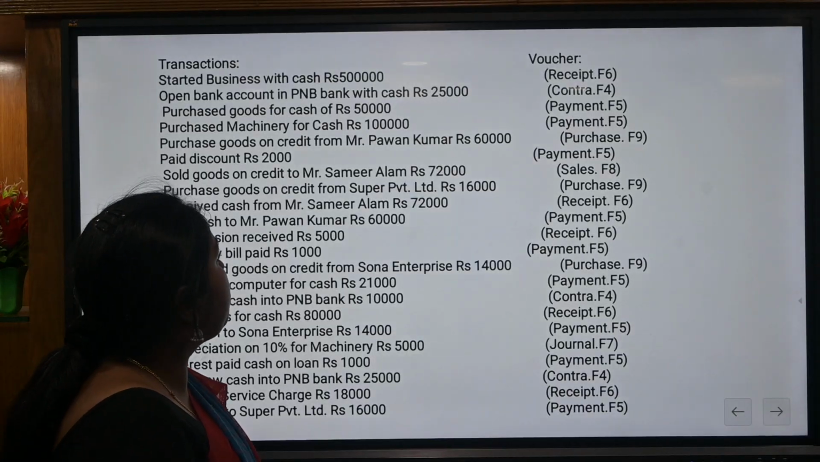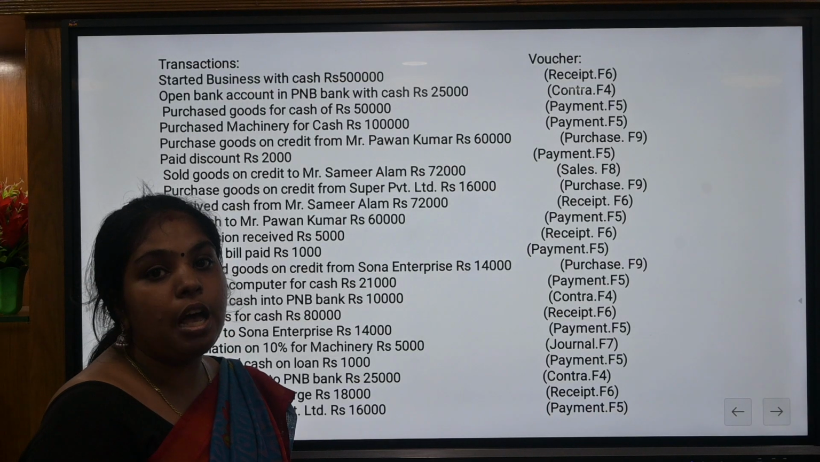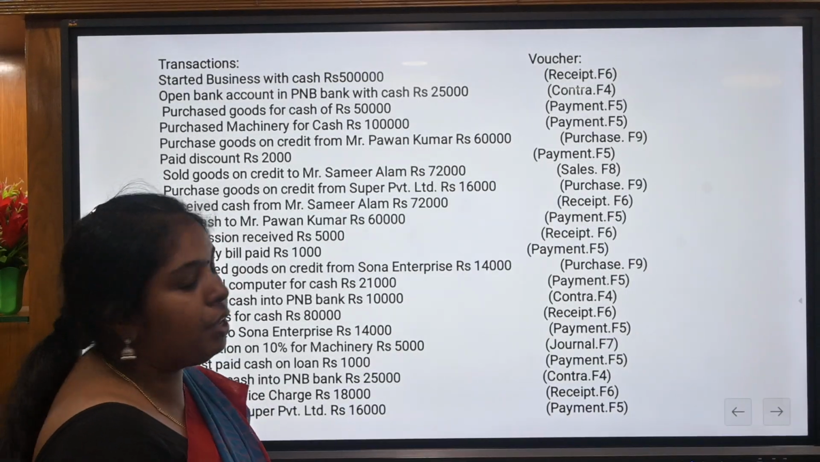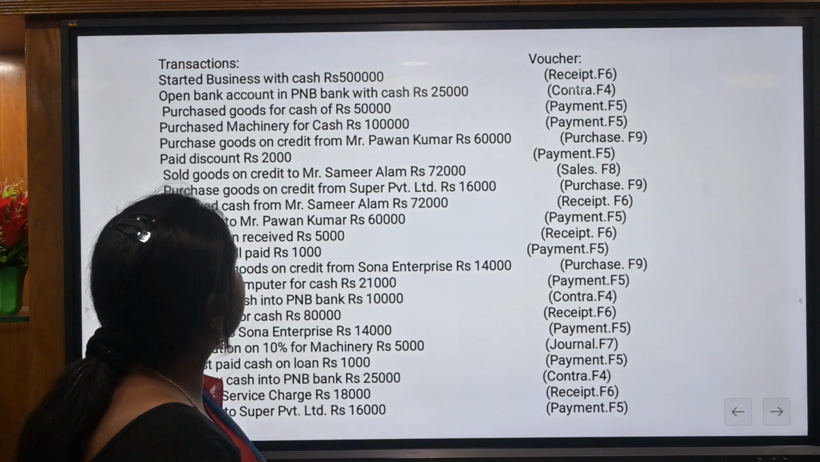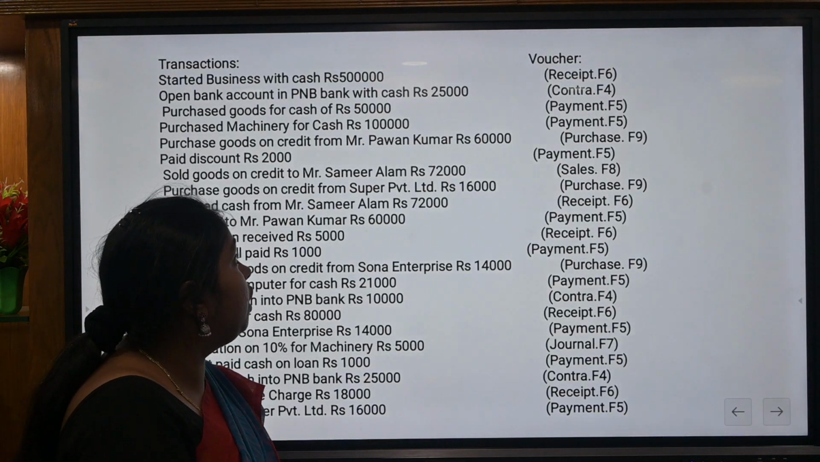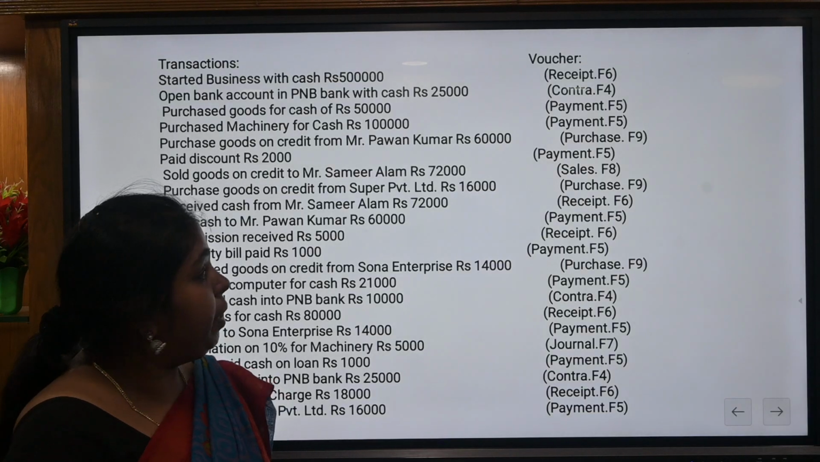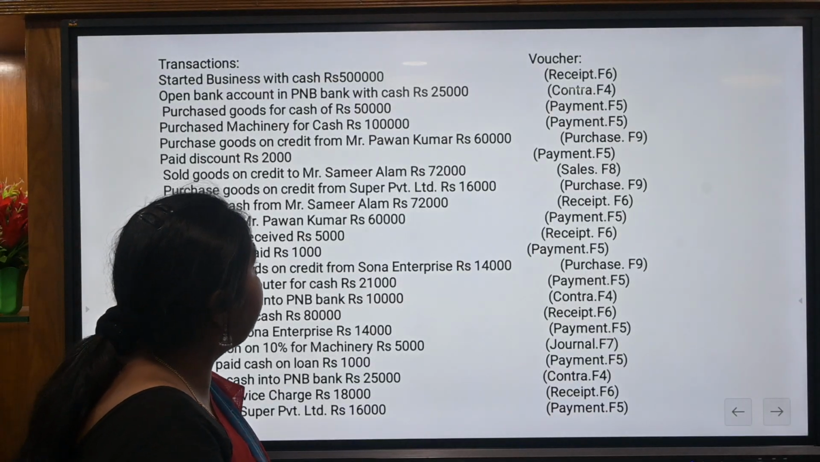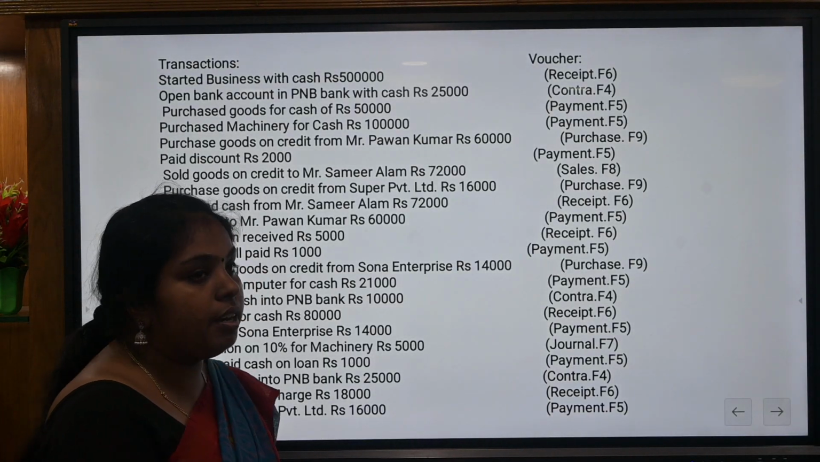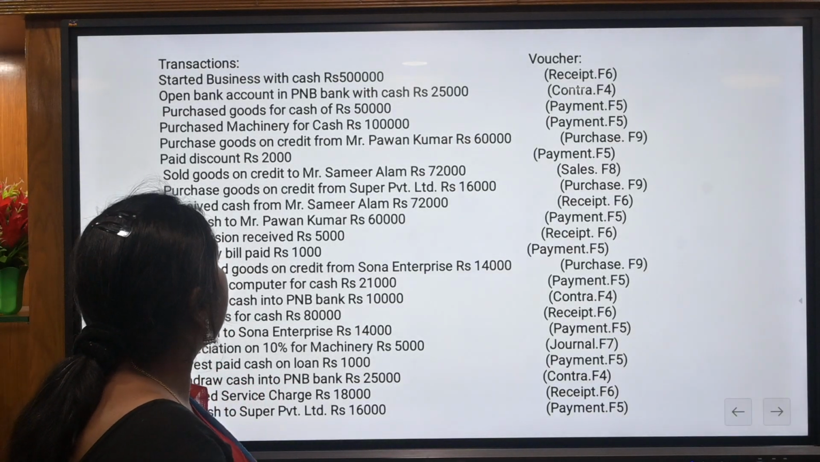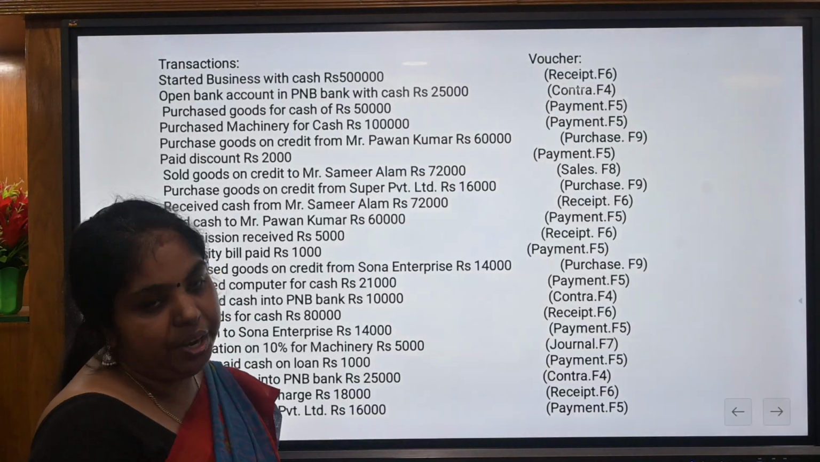Then purchase goods for cash 50,000. Goods have been purchased for cash, so obviously payment F5. Then purchase machinery for cash rupees 1 lakh. It is also a payment. Purchase goods on credit from Mr. Pavan Kumar rupees 60,000. Here comes the purchase. We are purchasing the goods on credit.